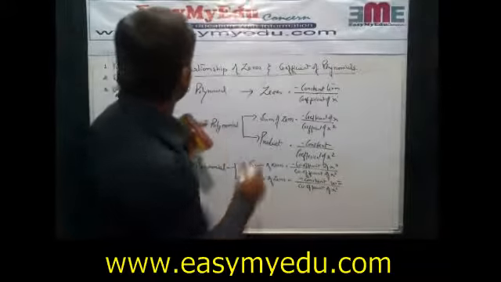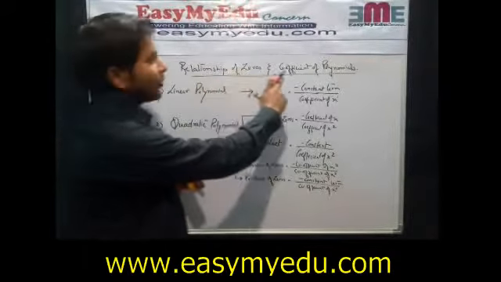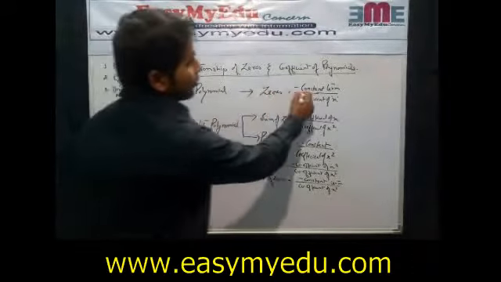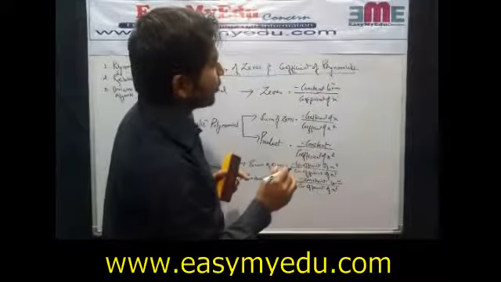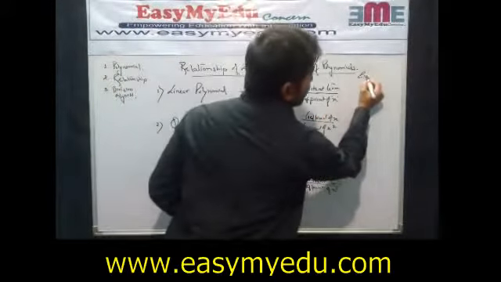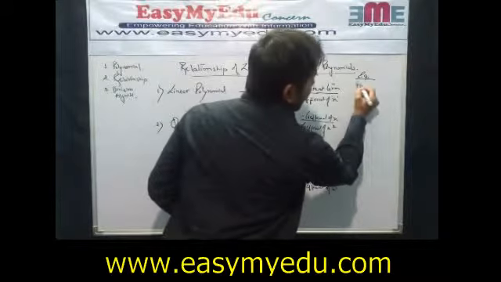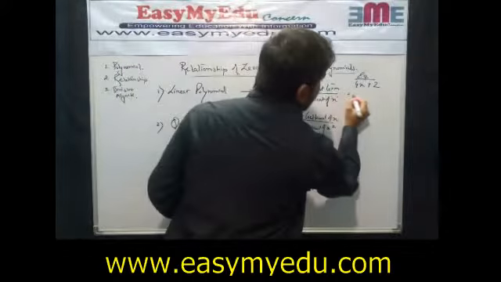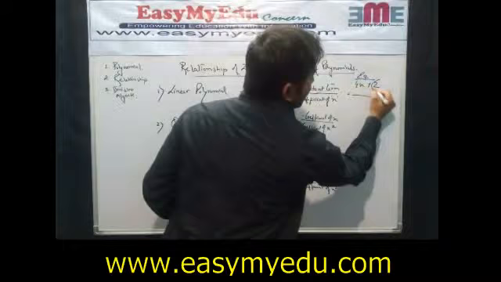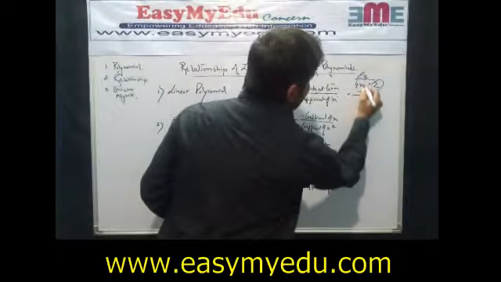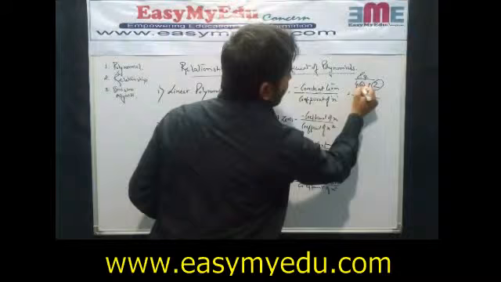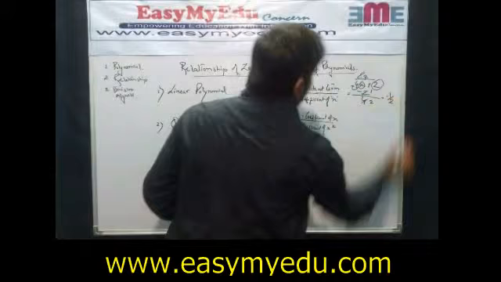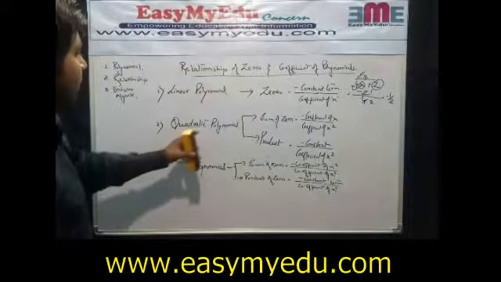Okay, our next topic is the relation of zeros and coefficients of polynomials. First, linear polynomials. Its zero is equal to minus the constant term by the coefficient of x. Let us take an example: 4x plus 2. Here, for the linear polynomial, the zero is equal to minus the constant term, which is 2, by the coefficient of x, which is 4. Here comes minus 1 by 2.